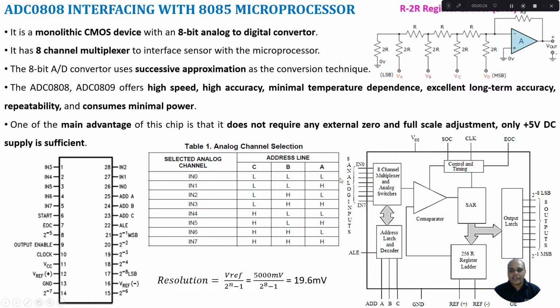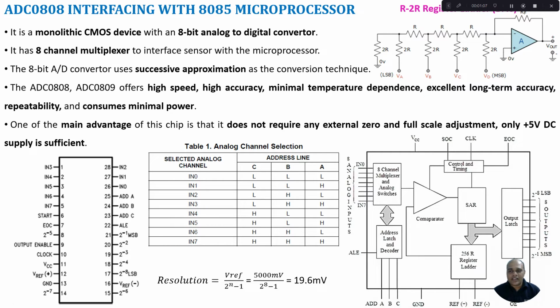So first let us start with the fundamentals of the analog to digital converter 0808 IC. ADC0808 IC is a monolithic CMOS device with an 8-bit analog to digital converter. So an analog signal can be converted into digital data. This is required because our microprocessor or microcontroller is a digital device. It accepts only digital data. So we need to convert an analog signal from a sensor.